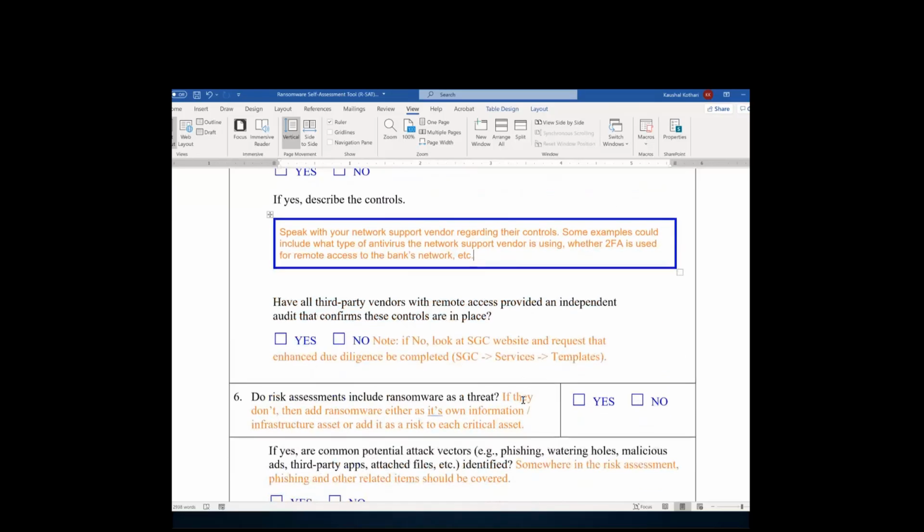And then they ask the question, have all third-party vendors with remote access provided an independent audit that confirms these controls are in place? What we've seen is a lot of network support vendors won't do SOC audits unless you've gone and outsourced your network, your servers, to their outsourced environment.